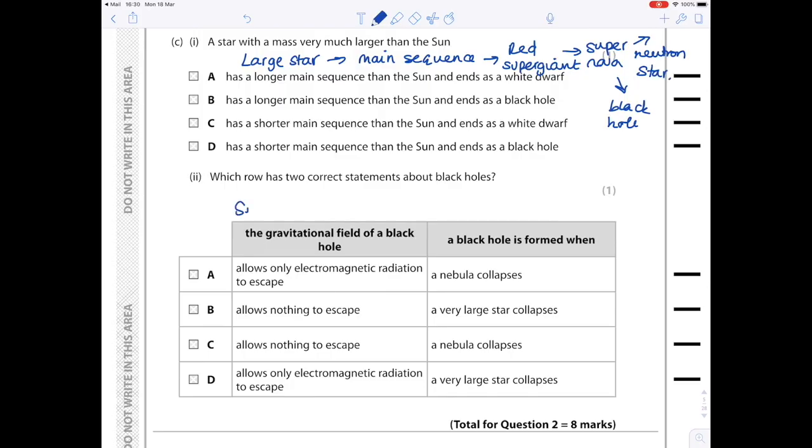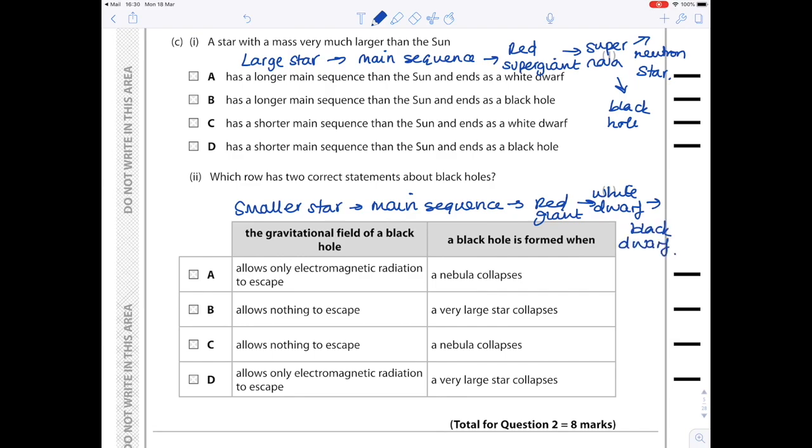However, a smaller star, such as our Sun, enters a shorter main sequence, swells up to form a red giant, but not a supergiant, and then a white dwarf, followed by a black dwarf. I do love these names. So let's have a look in these options.